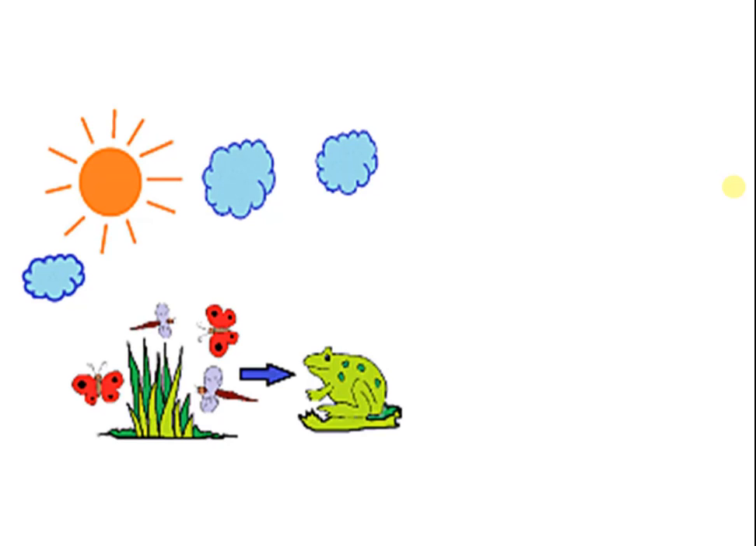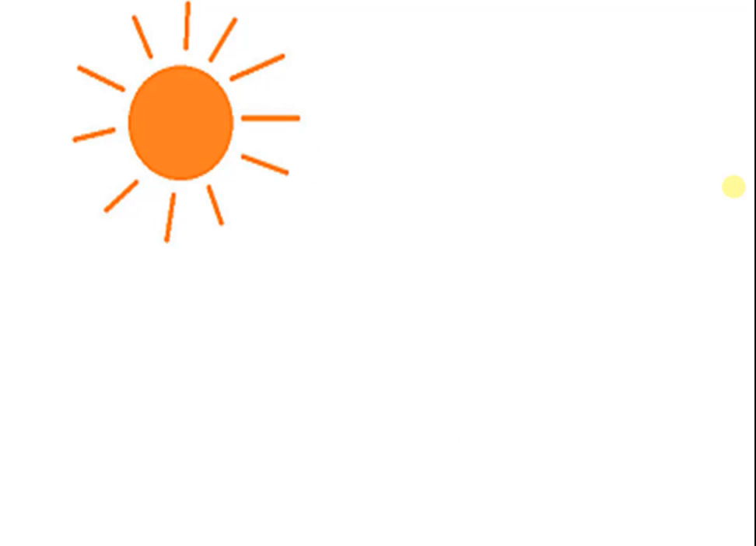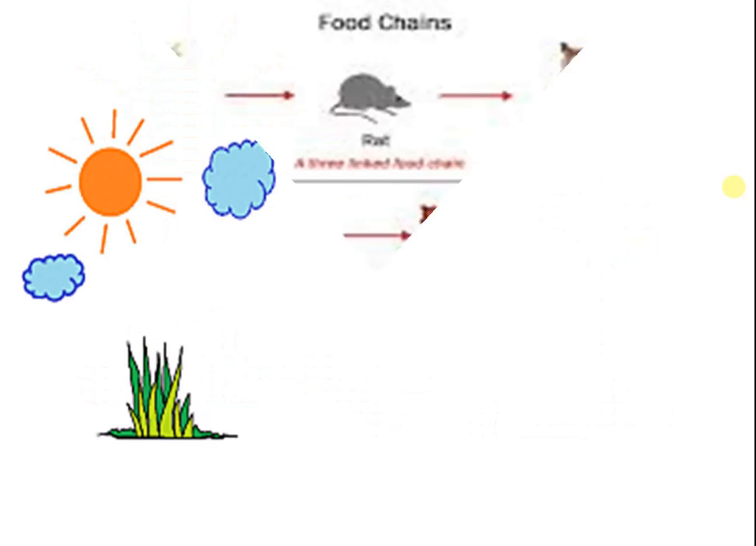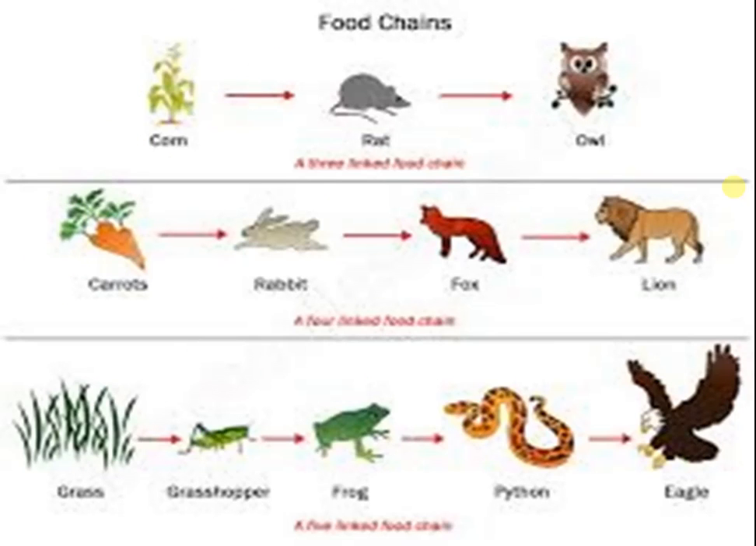A food chain is a series of steps that shows how each living thing gets its food. Food chains move in one direction, where a producer will be eaten by a primary consumer, a primary consumer eaten by a secondary consumer, and so on. For example, there are various food chains in nature.